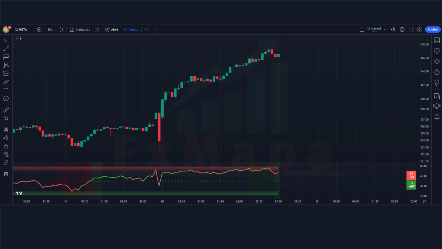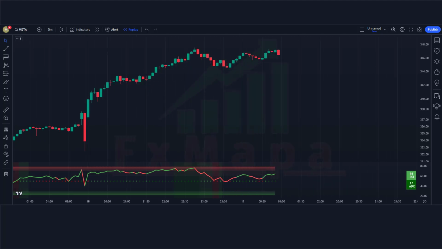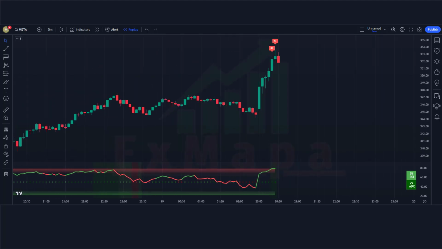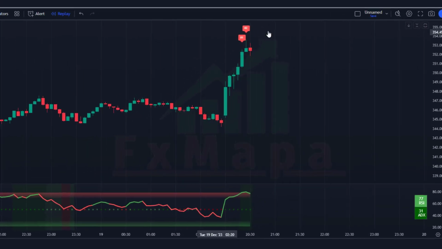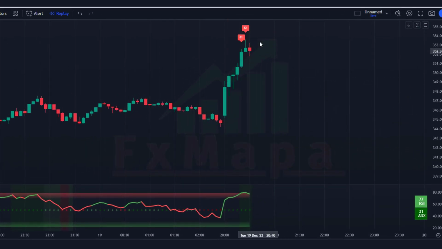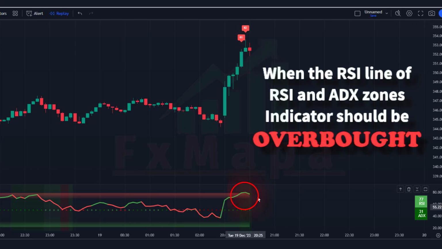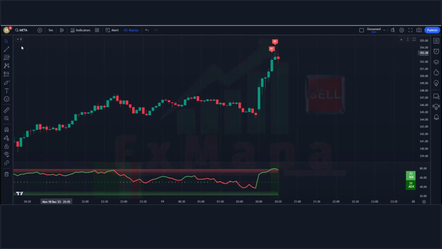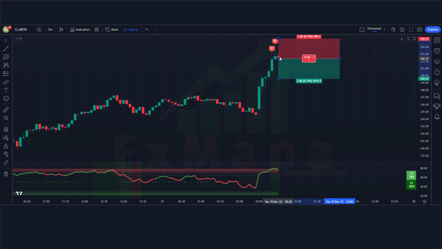Setup is ready. Now, let's understand the concept where we will take buy and sell trades based on their conditions. When the RSI call-out indicator gives us sell signals, when the market forms a bearish candle, and when the RSI line of the RSI and ADX zones indicator is overbought, if this condition is fulfilled, then we will place a sell order. Our stop loss will be placed at the current market's higher level, and the risk to reward ratio will be 1:2.